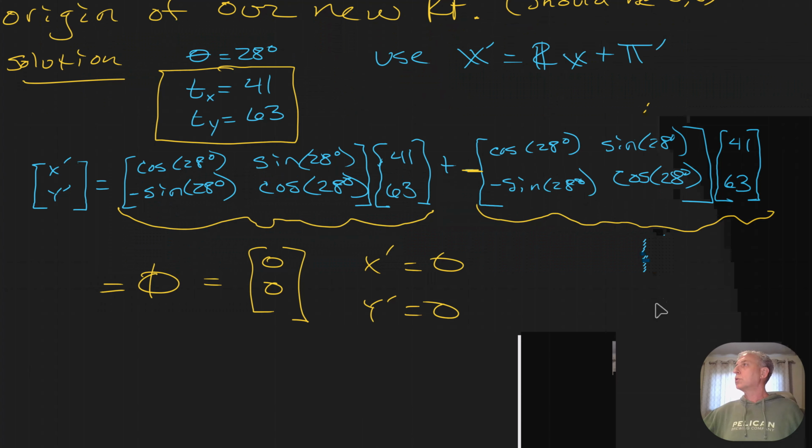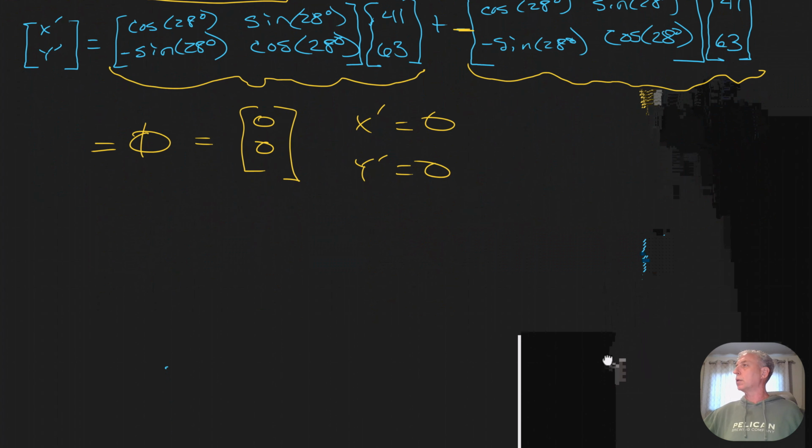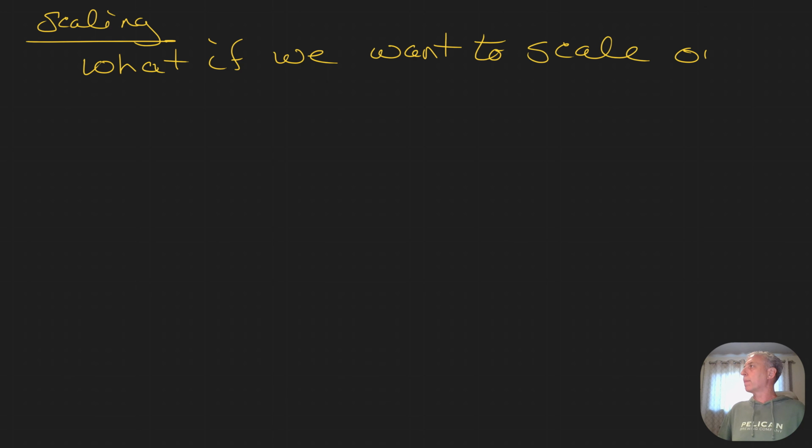All right, so finally, the last component we want to look at is scaling. What if we want to scale our translation? Let's just say by some ratio, some factor of S.